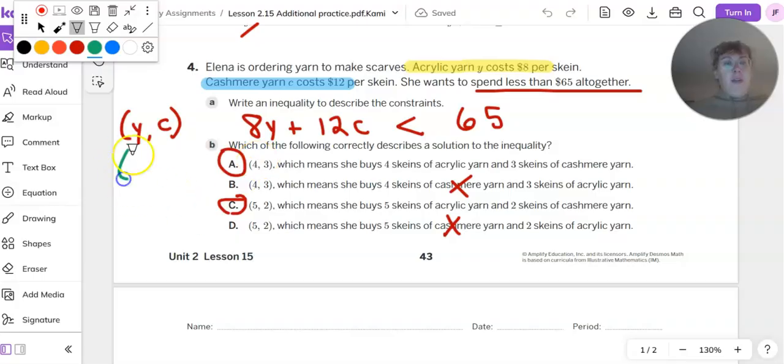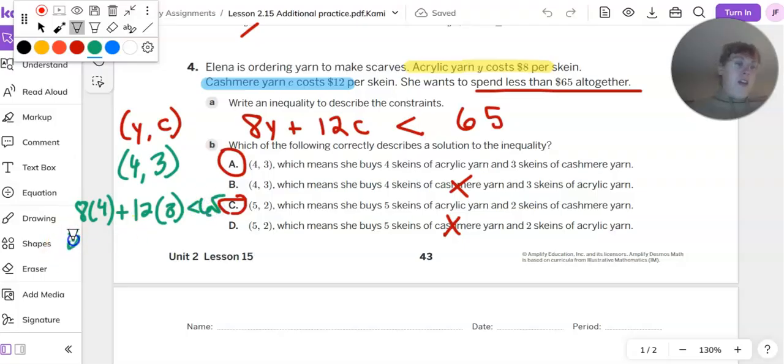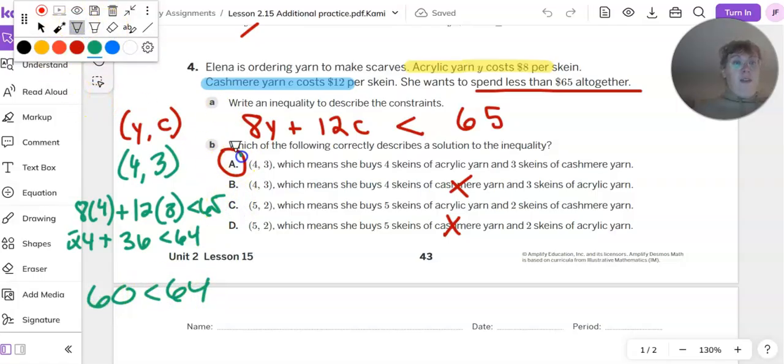So let's try 4 comma 3 first. So we have 8 times 4 plus 12 times 3, and we're wondering if that's less than 65. 8 times 4 is 24. 12 times 3 is 36. 24 plus 36 is 60, which is less than 64. So we have a true statement with the first one here, so that's going to be our solution.